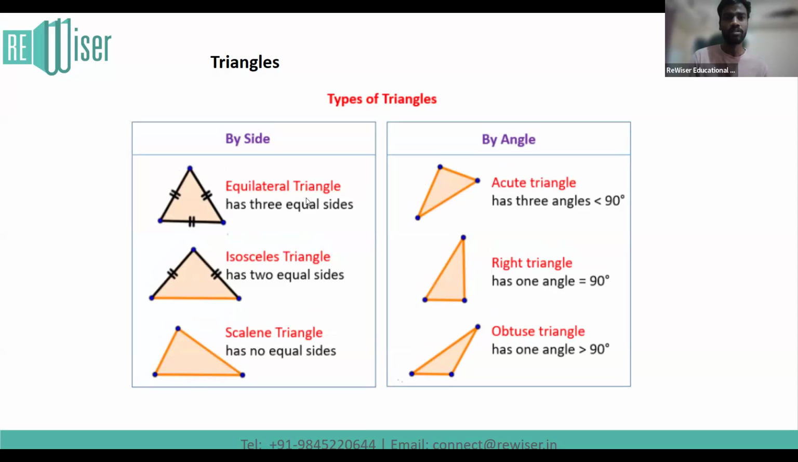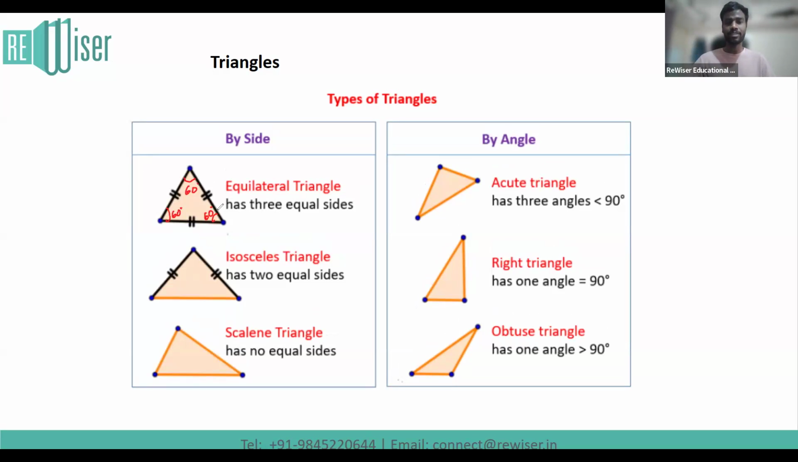Also, if I talk about the angles in an equilateral triangle, the angles are always going to be 60 degrees, right? Because the sum of interior angles in any triangle is 180. And when they say equilateral triangle, all the sides and all the angles are the same. That's why they have to be 60 degrees.